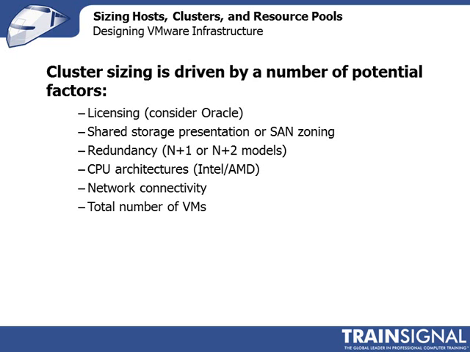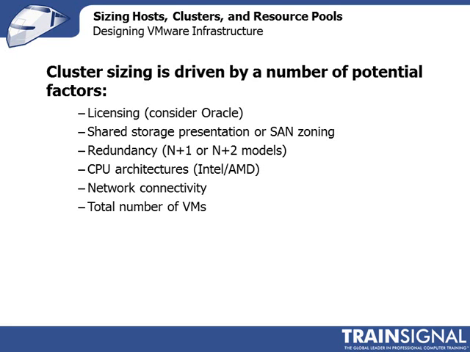CPU architectures will create what are called vMotion boundaries or cluster boundaries. If you have some hosts that are Intel-based and some hosts that are AMD-based, then you're not going to be able to perform live migrations between those hosts, and therefore it doesn't make a lot of sense to have those hosts in the same cluster.